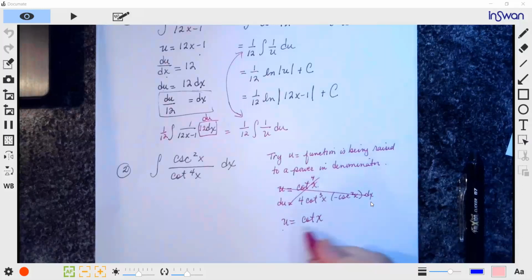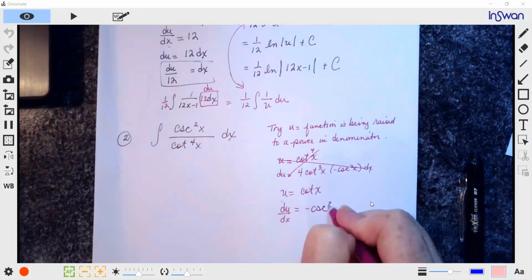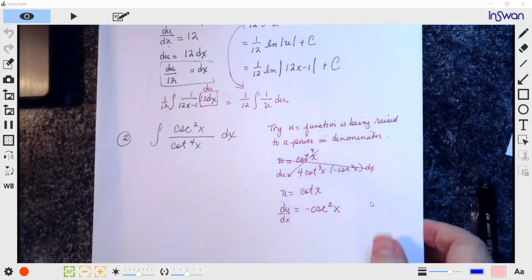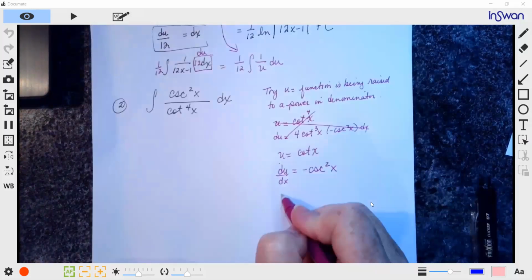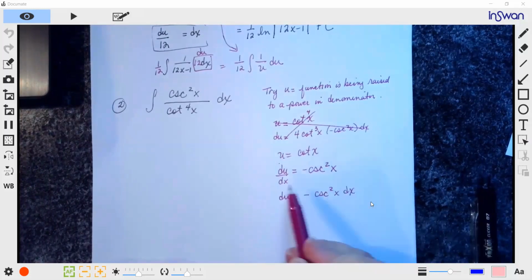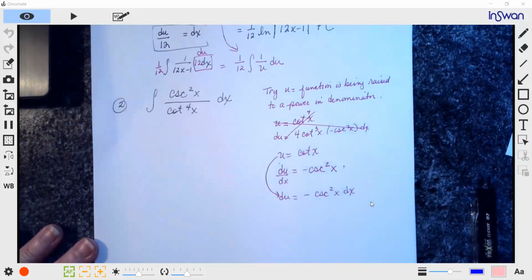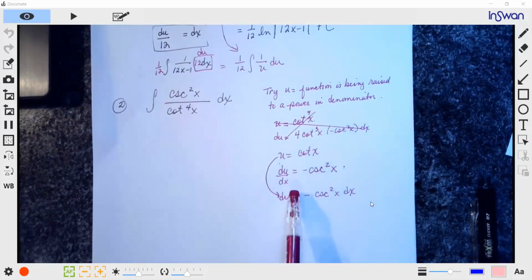All right, so if u is cotangent x, then du dx is the derivative of cotangent x, which is negative cosecant squared. So that means that du is negative cosecant squared x dx. You just move the dx over to the right hand side. And most of the time, guys, I will go straight from here to here. But remember, I'm just doing it today to emphasize that to find du, you're just taking a derivative.